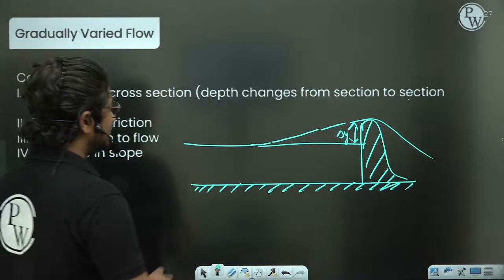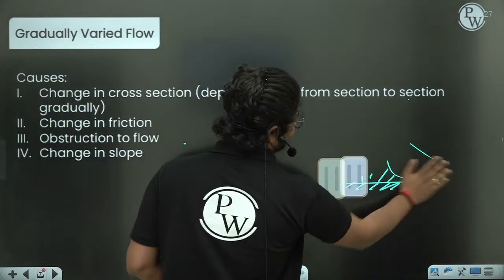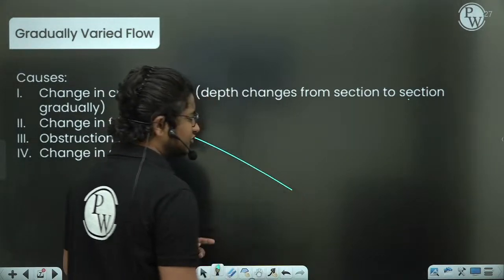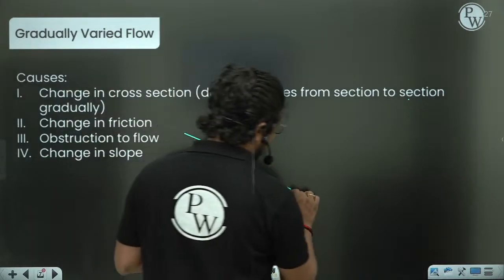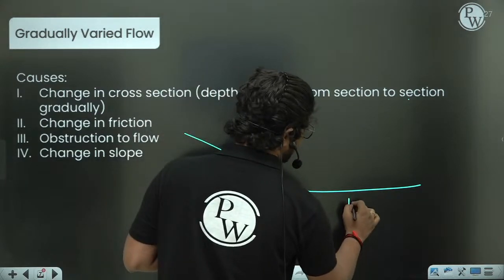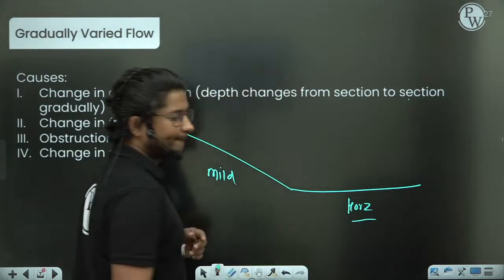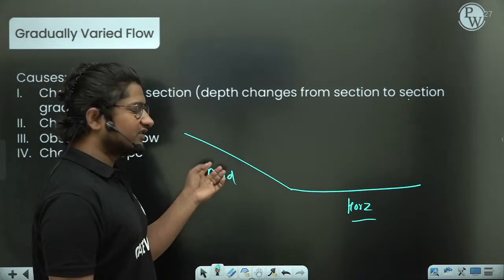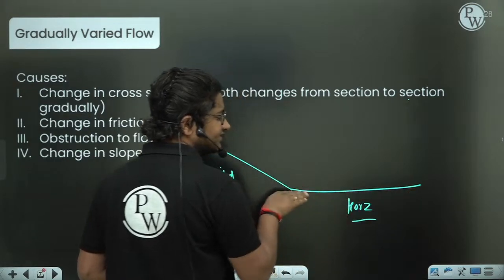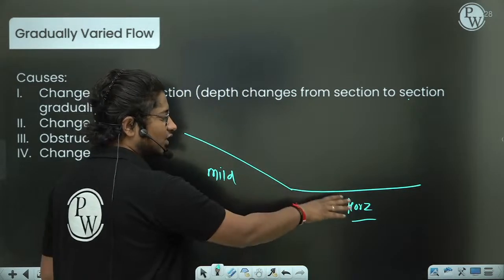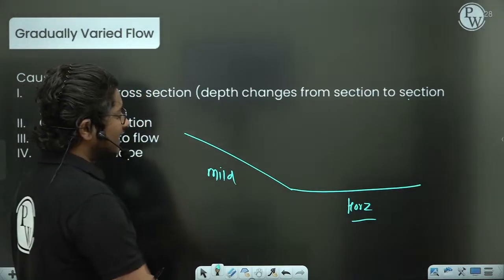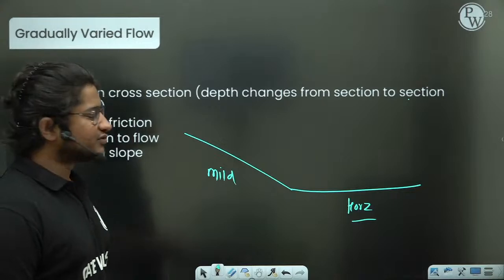Now change in slope. For example, there is a mild slope which is going on. After that we have a horizontal slope. So this is a mild slope and this is the horizontal slope. If you are not getting what is mild and what is horizontal, I think at least this you can understand. Here the slope is 0, S is 0, so this is the horizontal slope. And this surface has some particular slope, definitely more than the horizontal.